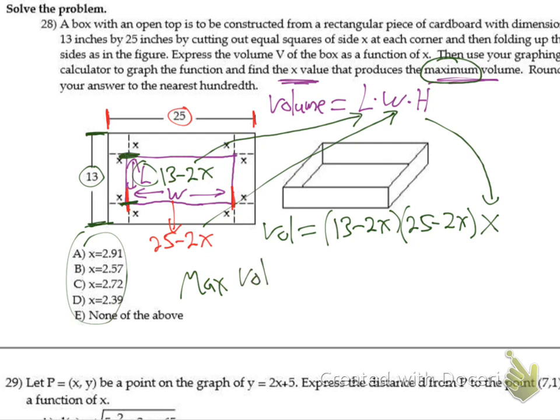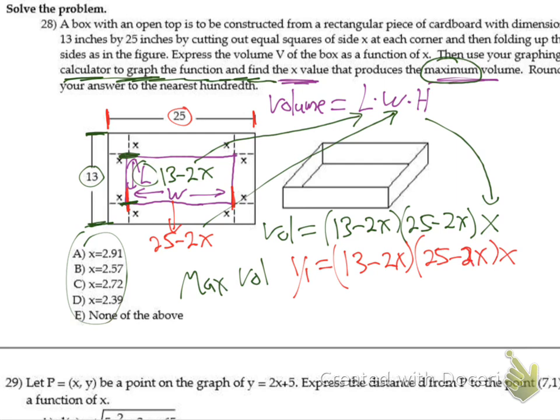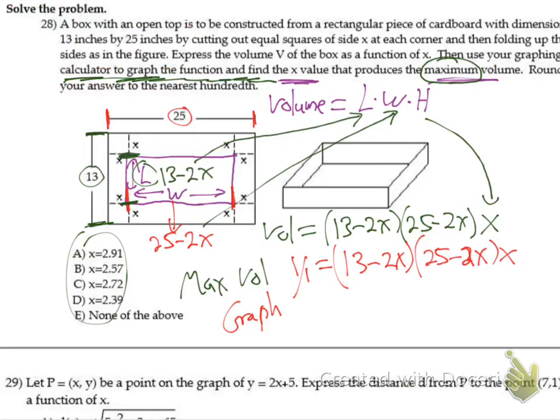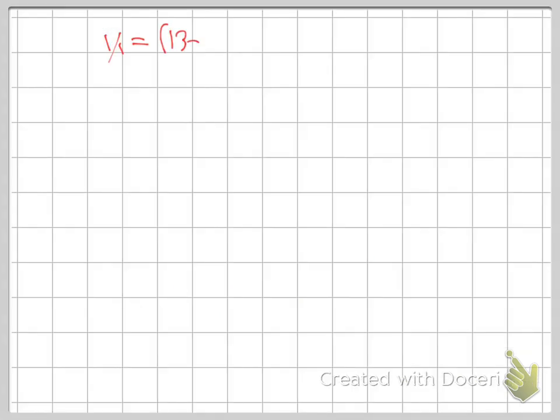Graph it and find the maximum. Yeah, this is on the calculator. It even says right here, graph. Use the calculator to graph and find the maximum. So put this in for y1. You'll have your calculators. Let's do this one real quick. So I'm going to go y1 equals, what was it, 13 minus 2x? And it was 25 minus 2x.